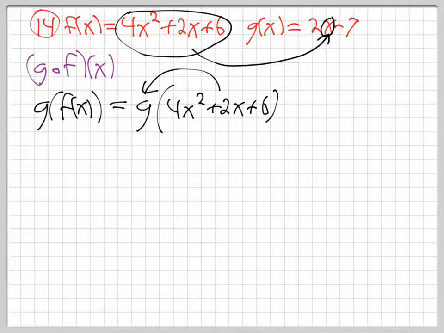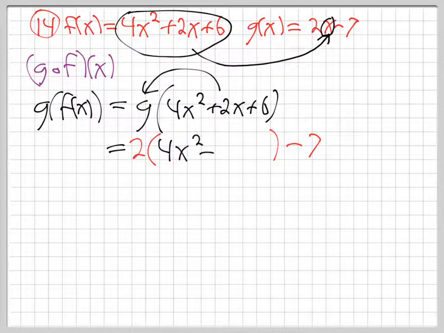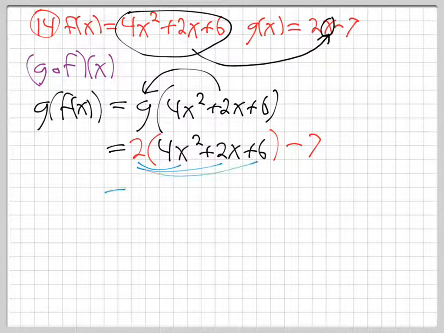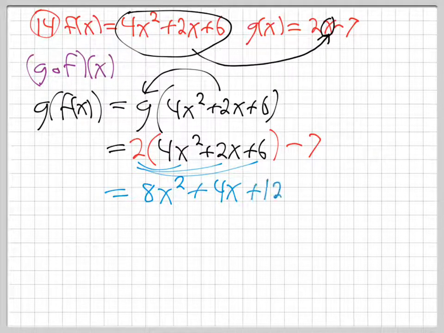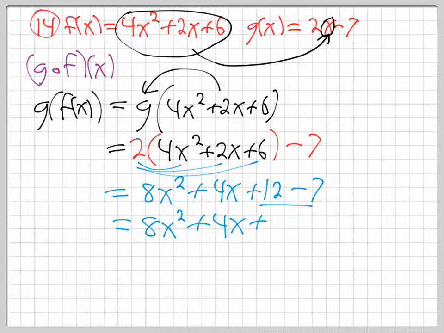Remember, you plug into the x slot. So it'll be 2 parenthesis minus 7, and plugged in there is the whole 4x squared plus 2x plus 6. And then I distribute. I get 8x squared plus 4x plus 12 minus 7. Gather like terms: 8x squared plus 4x, 12 minus 7 is 5. There it is.